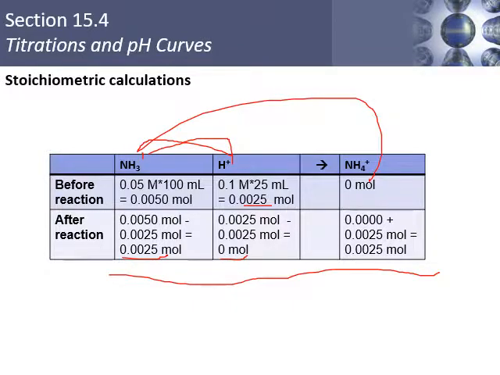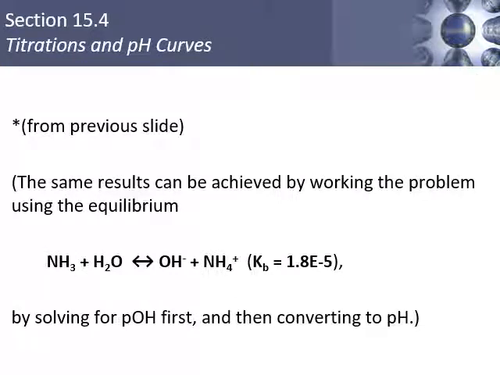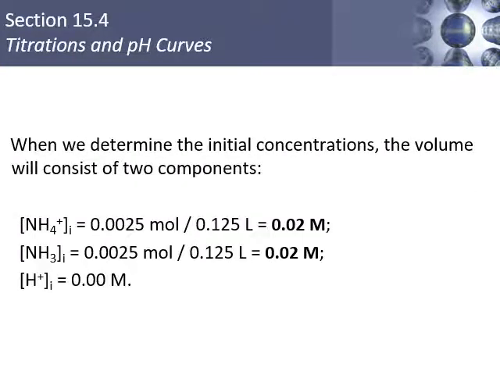Next, next, next. Okay, excuse me. So for both of these, since we're halfway to the equivalence point, we wind up with the same number of moles and also the same number of liters. So to get this 0.125 liters, you would add how many milliliters you added of the acid to however many you had of the base when you started. And in this case, it was 125 total, which we convert to 0.125 liters.